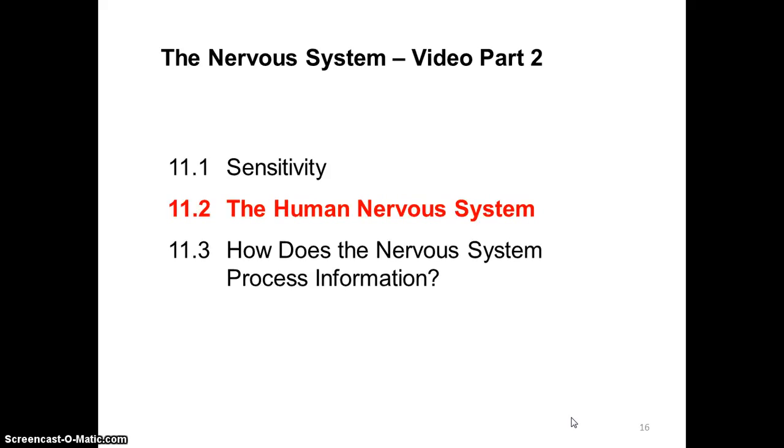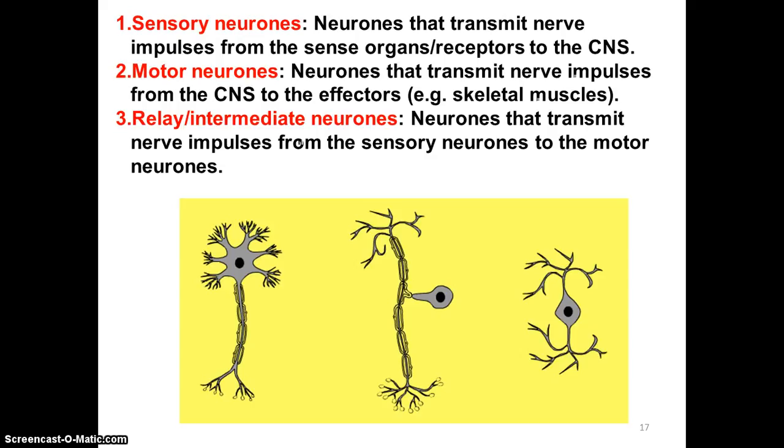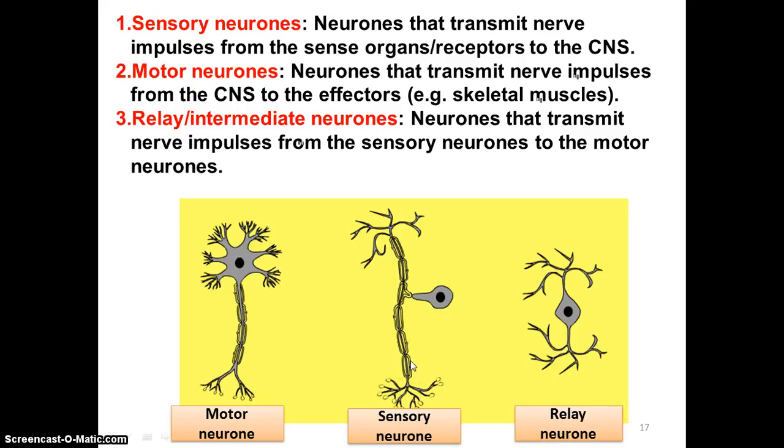Let's do a bit of recap on the previous video where we learned the 3 different types of neurons. Sensory neurons, which is the second diagram here, transmit the nerve impulse from the receptor to the central nervous system. Motor neurons transmit the nerve impulse from the central nervous system to the effector. Today we will learn more about the relay or intermediate neurons, which transmit the nerve impulse from the sensory neurons in between to the motor neurons.